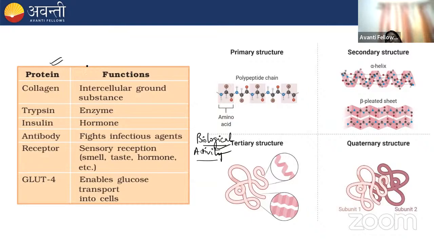This table shows you the functions of protein. Collagen is a protein whose function is intercellular ground substance. Trypsin is a protein that functions as an enzyme in the digestive process. Insulin is a protein that functions as a hormone, lowering the sugar in the blood, right? Antibodies are proteins that fight against infection. Receptor is also a protein, like sensory reception, smell, taste, hormones, etc.